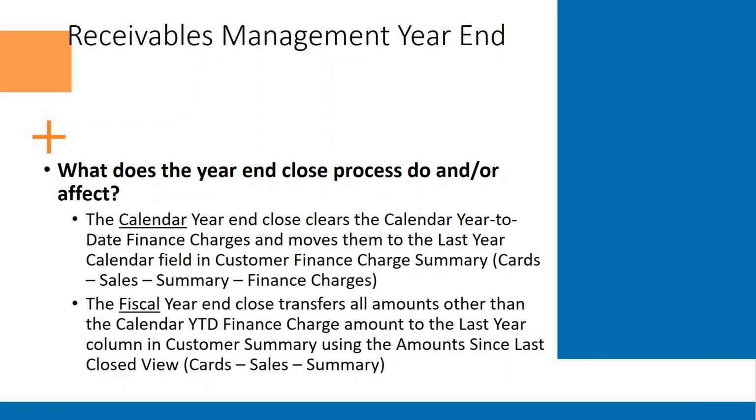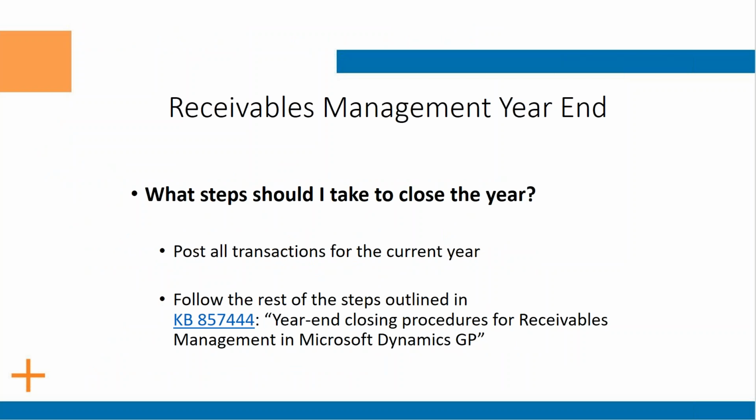So when I look in my sales summary for various activities, current year gets rolled into last year, and current year gets zeroed out because that's going to be the start for the next year. Post all your transactions, and again, that knowledge base 857444, that'll take me to the detailed steps.